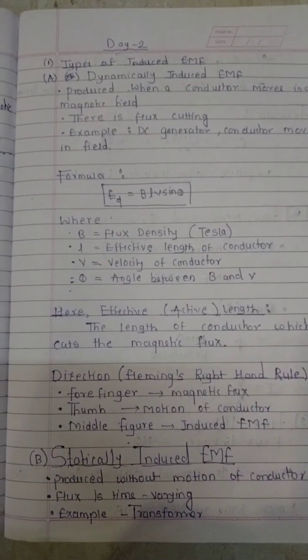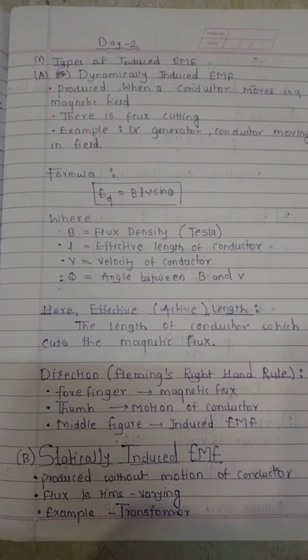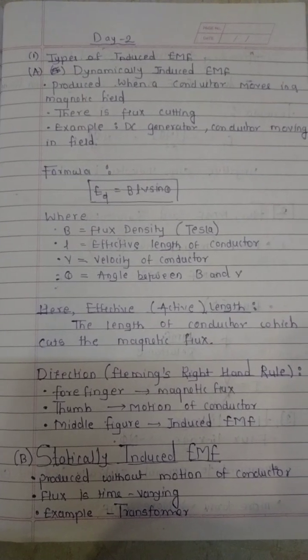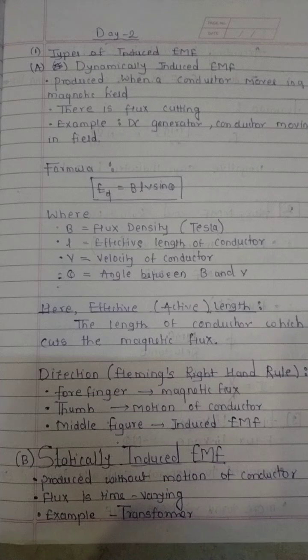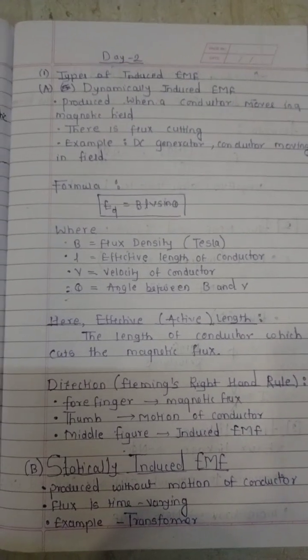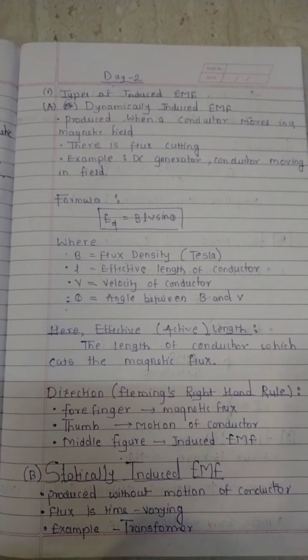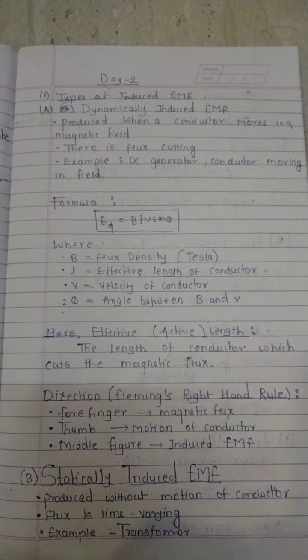Statically induced EMF is produced without the motion of the conductor, meaning here the conductor is stationary and the flux is time varying. Flux is time varying means d phi by dt. Example is a transformer.